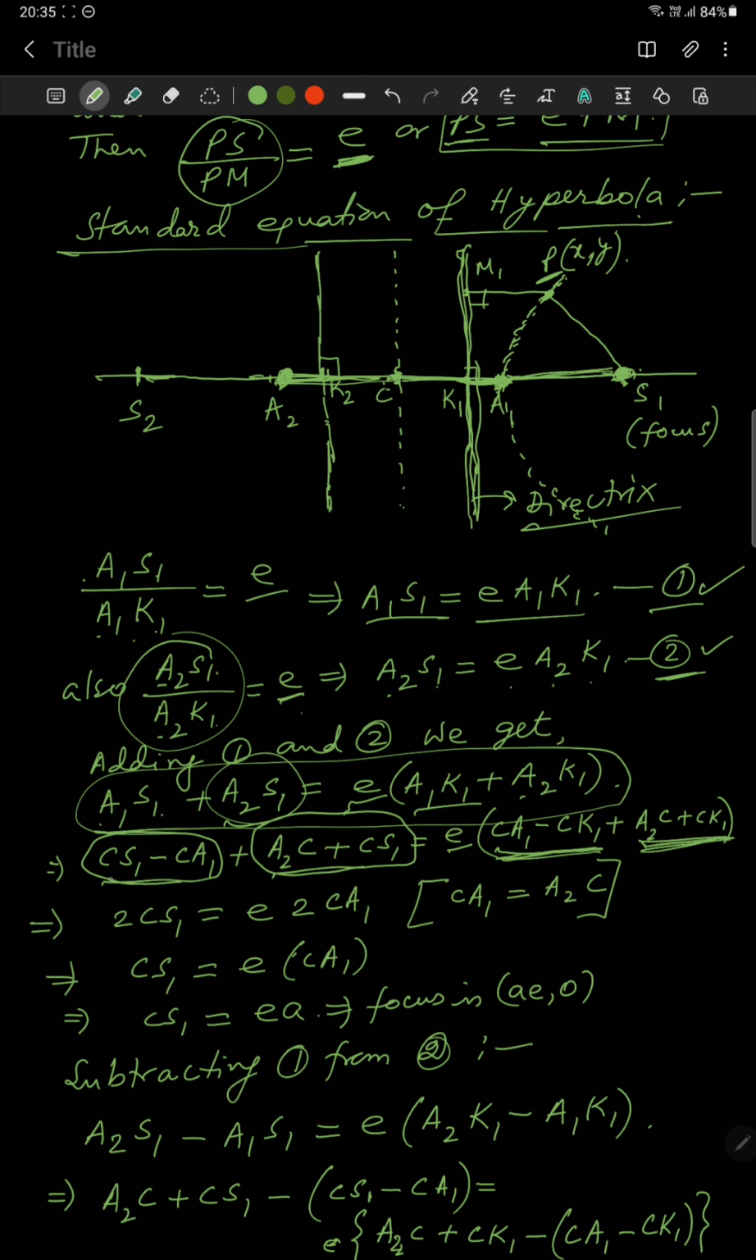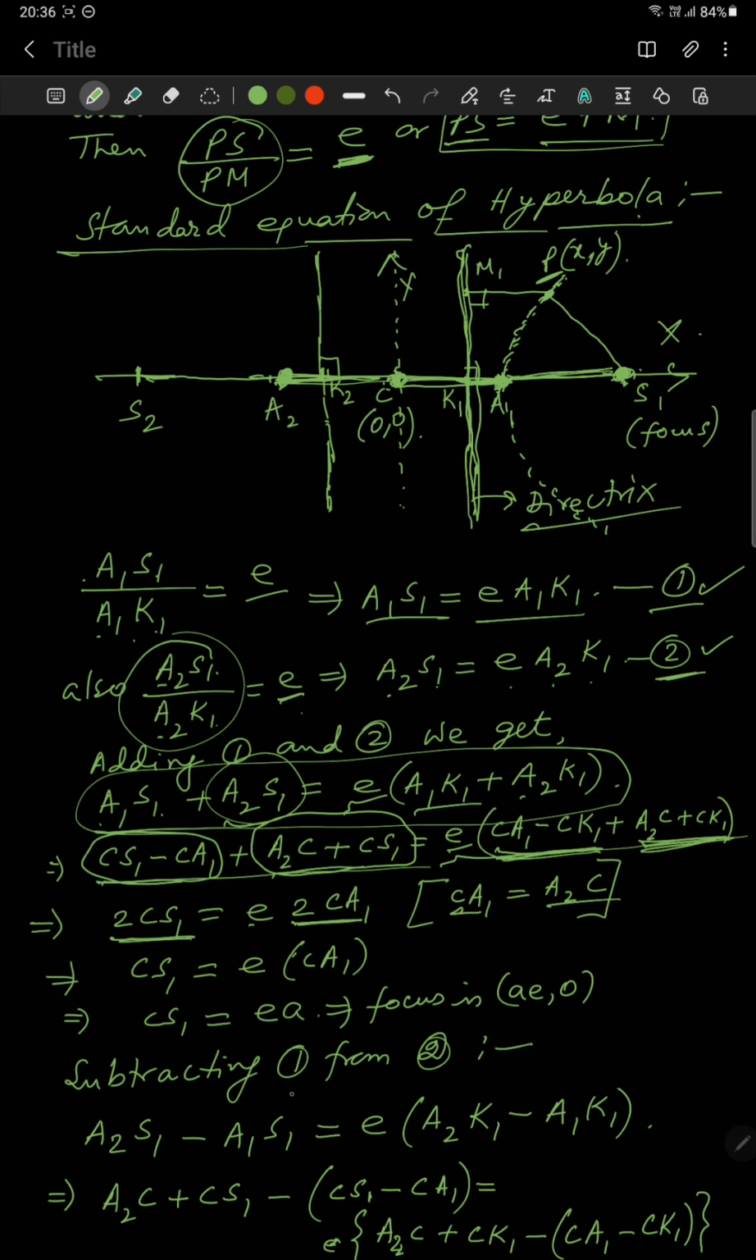Now after simple calculation, this whole thing will become 2CS1, and this whole thing will become E multiplied by 2CA1. As you see, CA1 is equal to A2C. This C is nothing but the origin, and this line is your x-axis and this line is your y-axis.